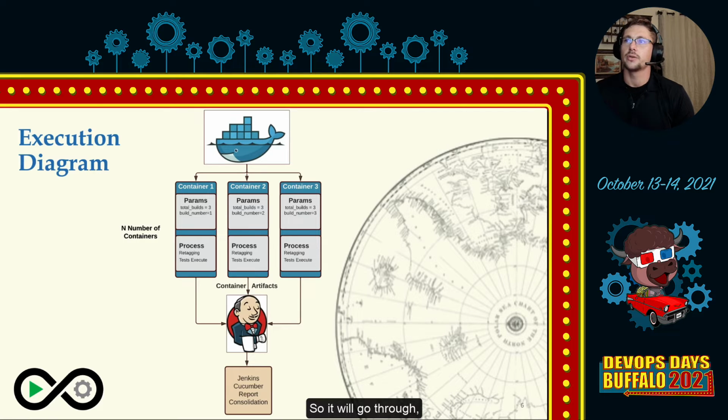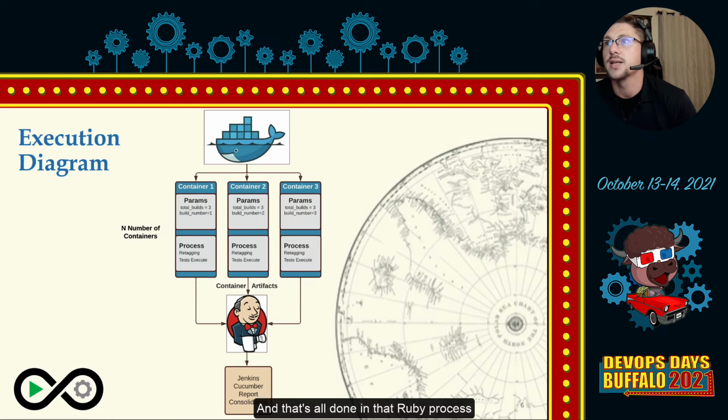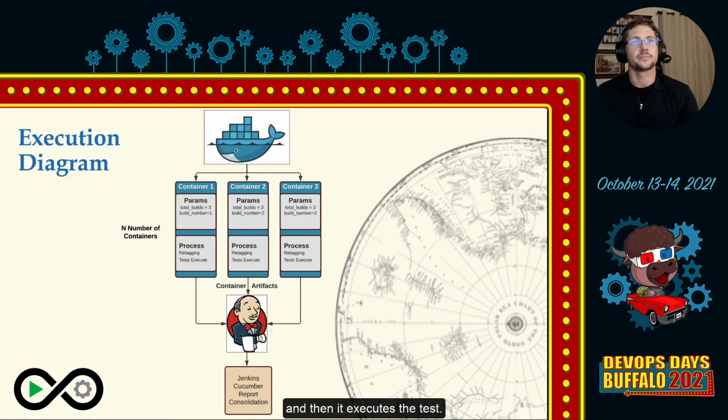So it will go through, figure out how many containers there are, and retag the scenarios. In this sense, only a third of the scenarios would execute on every container. So now we've taken our regression that takes 3 hours to run and cut it down to 1 hour and 15 minutes or so. And that's all done in that Ruby process within the containers. That retags and then it executes the test.